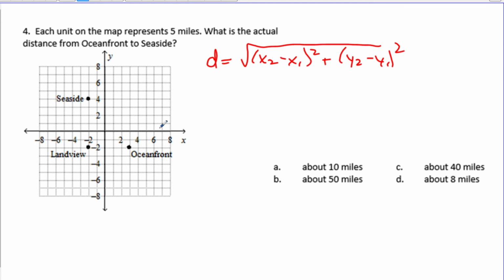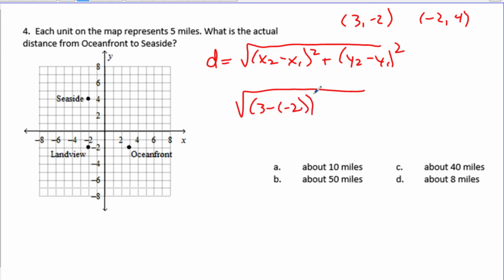And they care about oceanfront to seaside. So if I pull those points out, I'm going to say oceanfront looks like it's at (3, -2). Okay, and it looks like seaside is at (-2, 4). Right, so I'm going to now plug these in, and it's going to say the square root of, well, 3 minus -2, okay, and the order that you plug these in does not matter, as long as you're consistent. I call this one x2, which means I have to call this one y2, so I'll say now -2 minus 4 squared, okay, and so this now looks like 5 squared, right, which is 25, and this looks like -6 squared, which is 36.